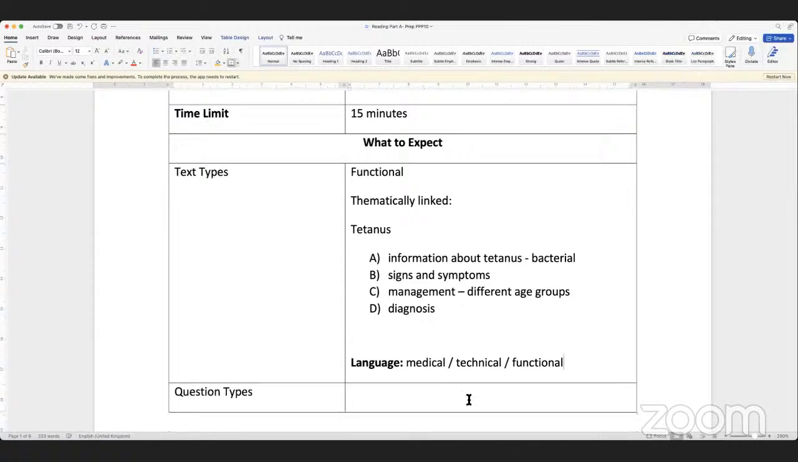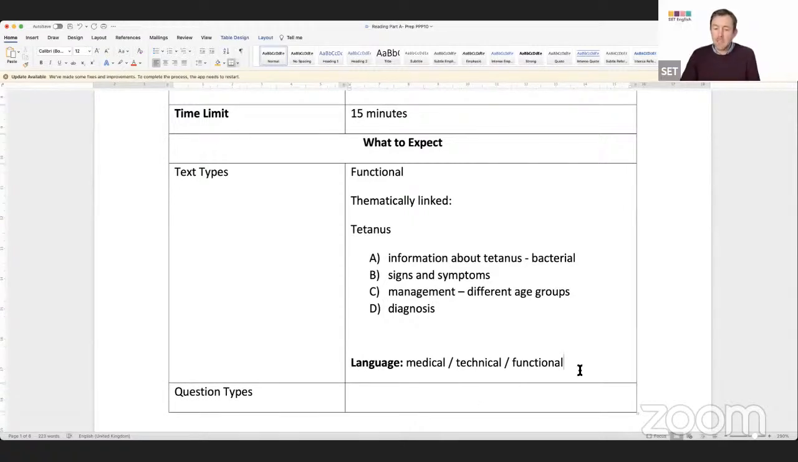Okay, now what does functional mean here? Functional means there's a specific purpose for why we're using this language. It's not just entertaining. It's here to say this does this and that does that. This happens before that. This happens after that. This happens when you do this. Generally, that kind of information.